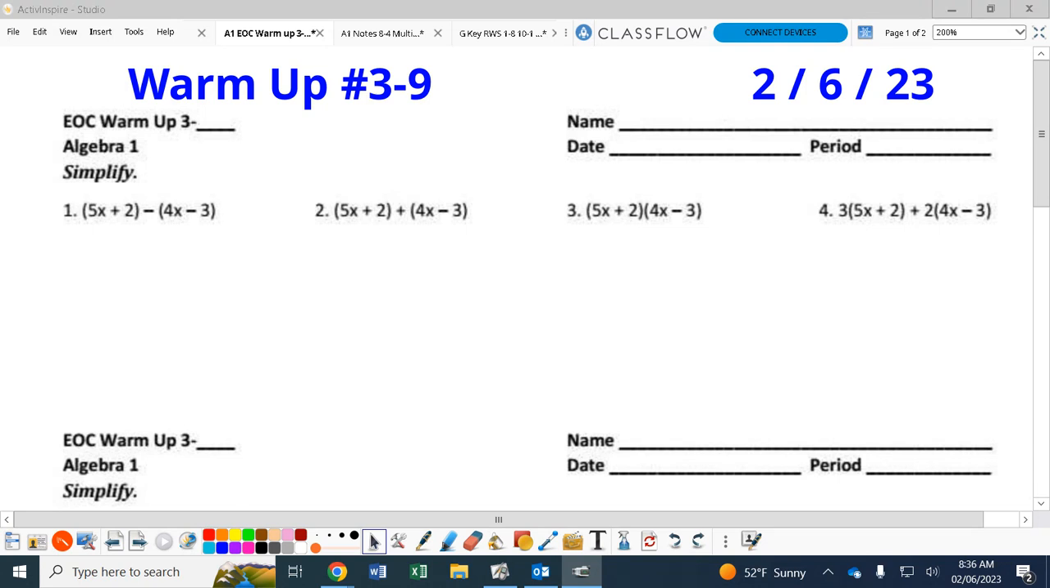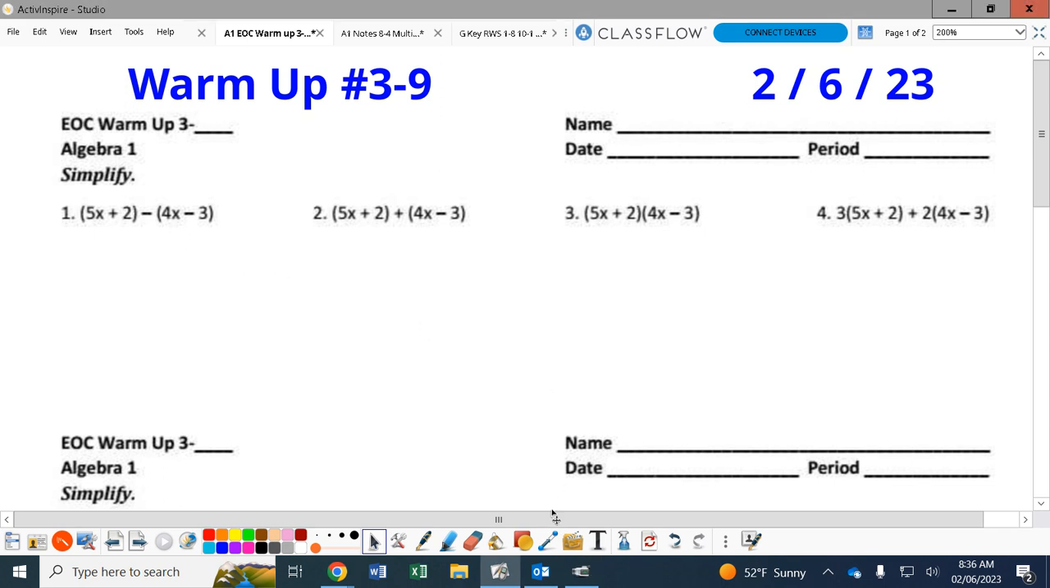Warm-up 3-9, we're going to be dealing with separating and making sure you know the difference between all of these rules. The first one that we're looking at is an addition problem, a subtraction problem, and that subtraction problem right here between these parentheses means that we need to add the opposite. That means we need to take this and change it to addition, and we need to change these to the opposite of what they were to begin with.